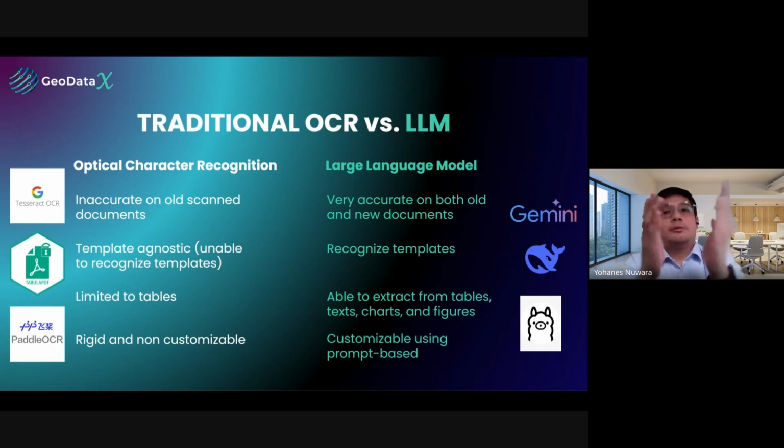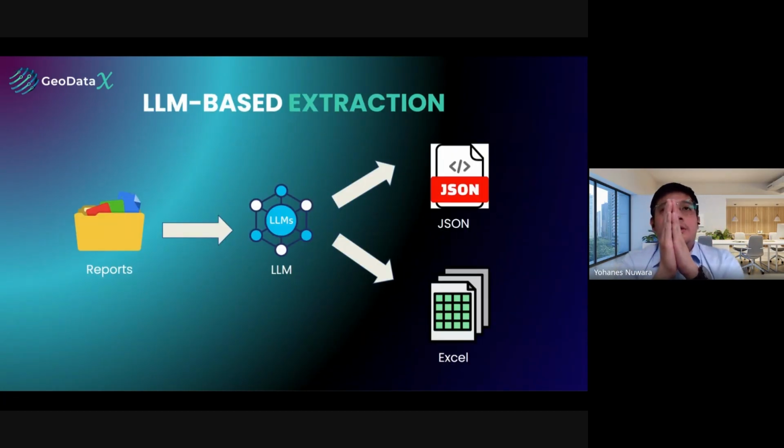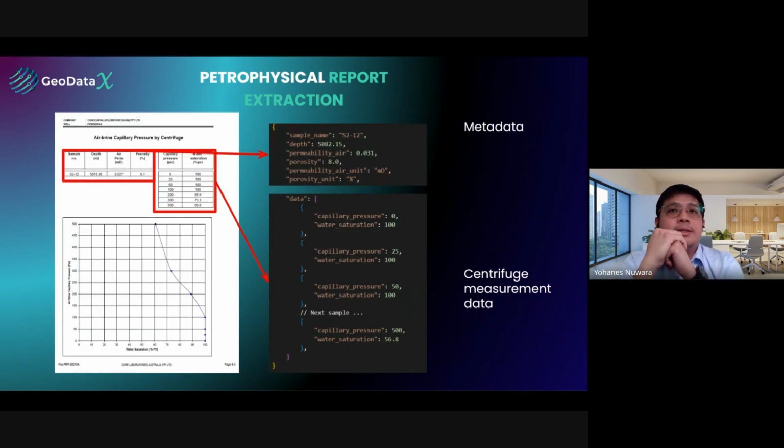Now, if we shift our paradigm to large language models, we can steer our LLM to be customized for our specific report. The goodness of this LLM is that it is very accurate on old reports because it is based on language, not on visual cues. So it adjusts to the language in the report and gives us a more accurate representation of the document. So here is a pipeline of the LLM-based extraction. We go from reports, give them to the LLM, and then produce the JSON or the Excel file that we usually use.